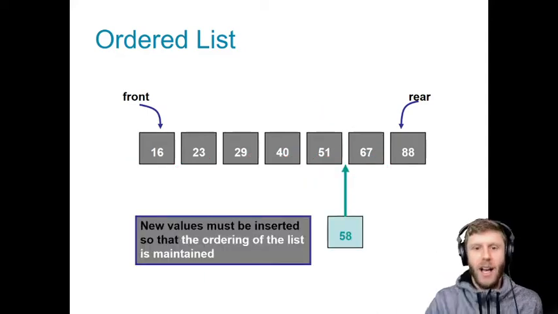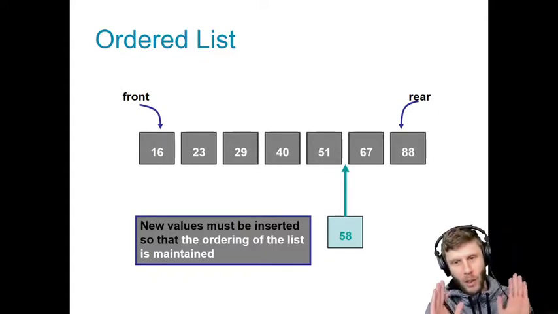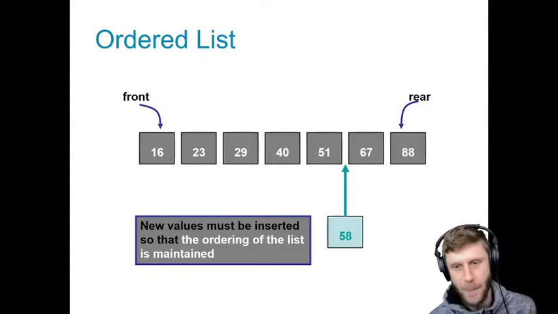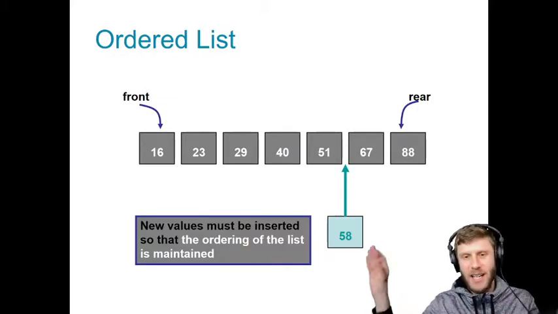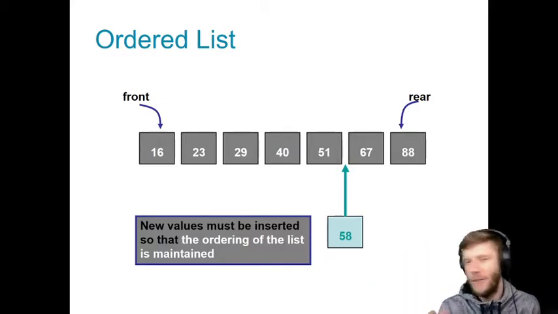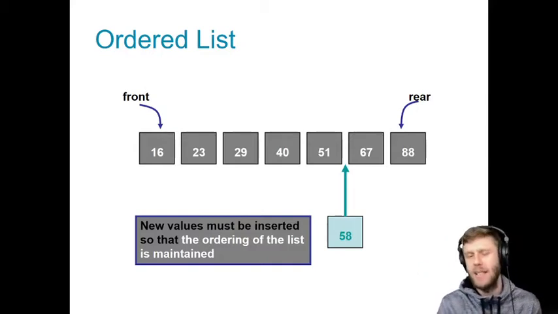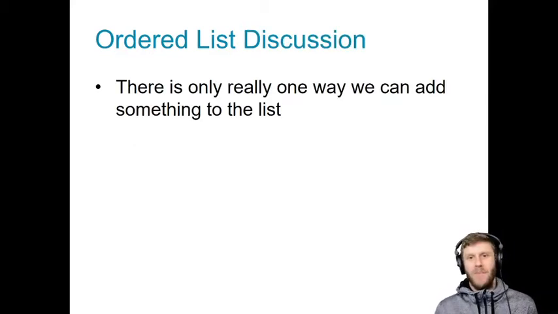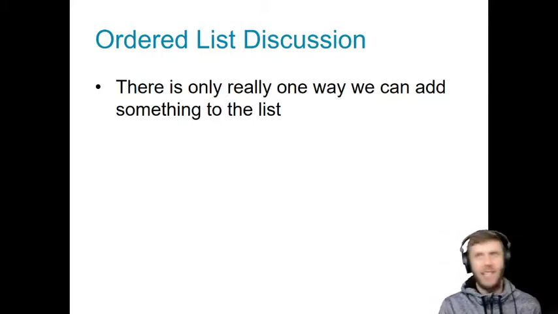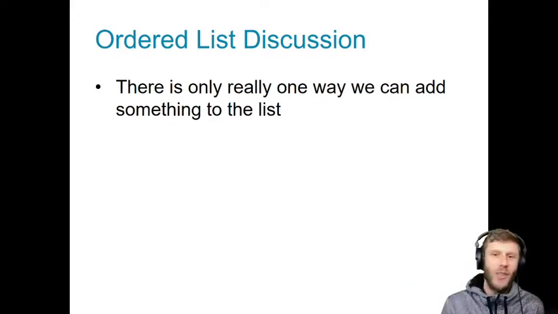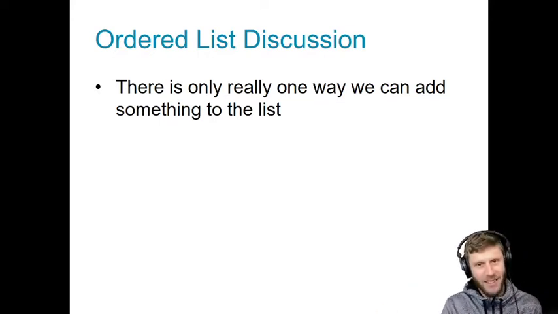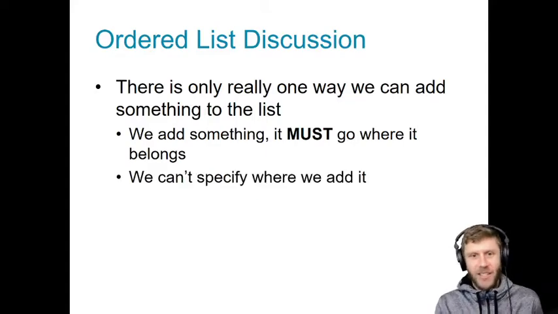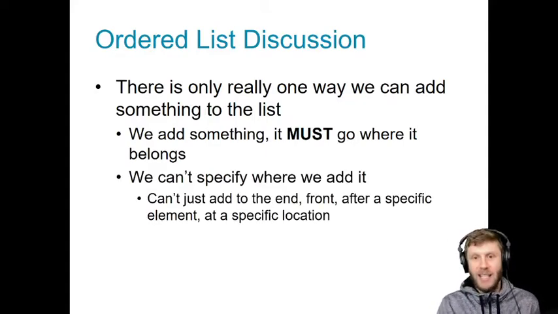So it goes there. Whenever we add something into the ordered list, the rule is the ordering of that list must be maintained. Why? Because that's how it's defined. And if you say, but what if I really want 58 to come after 67 in a particular special case? Well, then it's not an ordered list. You're breaking the rules. So there's only really one way we can add something to this list. It's not like, okay, add to the front, add to the middle, add at a specific index. No, whenever we add something to this list, it must go where it belongs. So we can't specify where to add it. It just has to go where it goes. Can't just add to the end, can't add to the front.